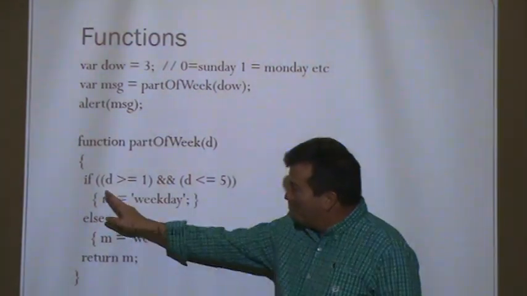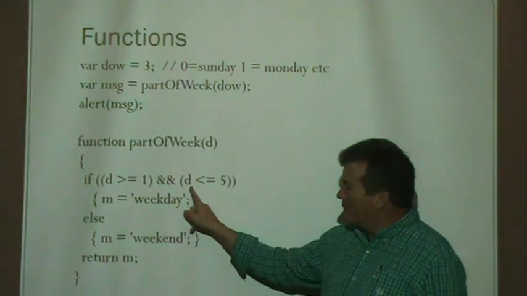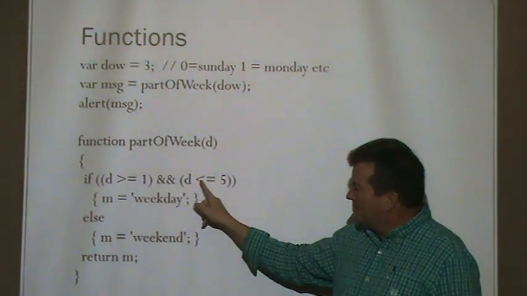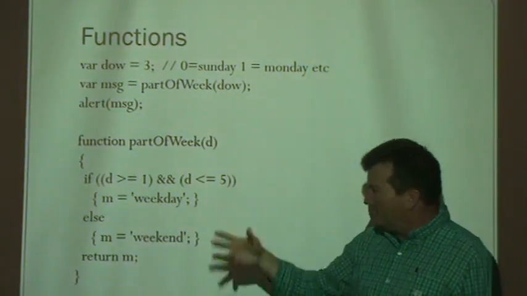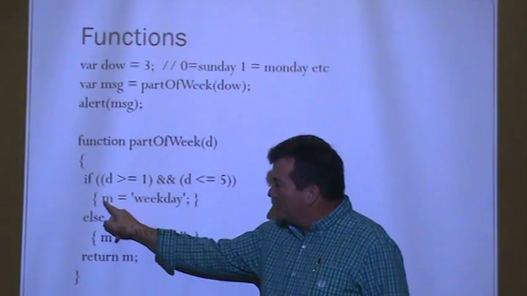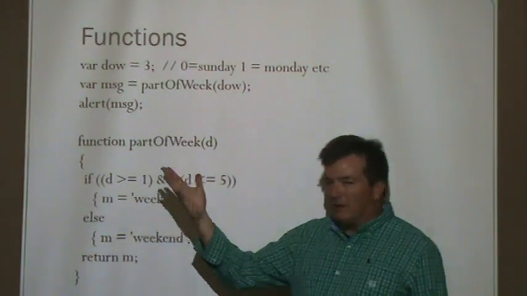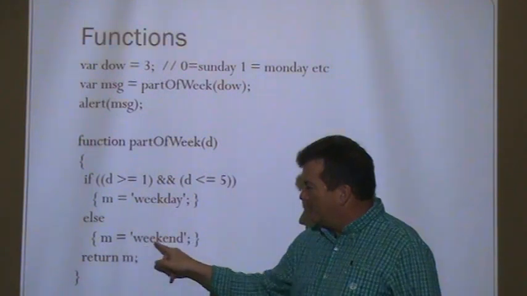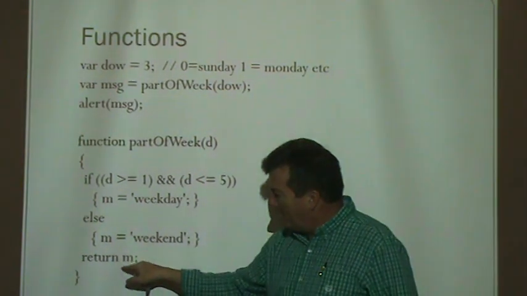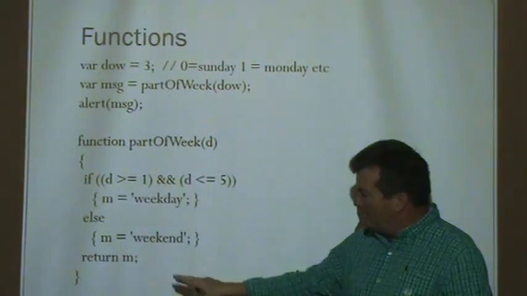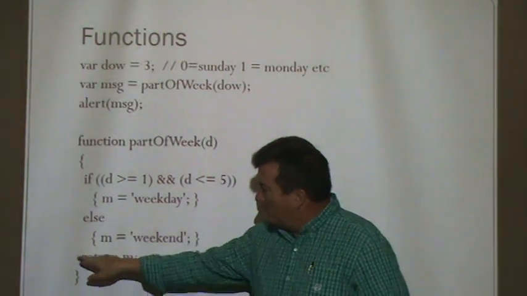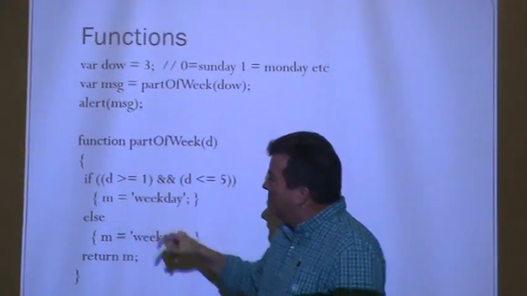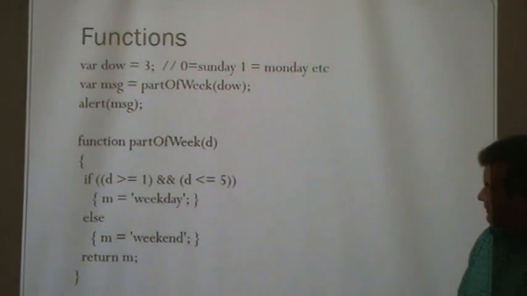And so now we have our if statement, just like the one from before, but we're using the variable D. If it's greater than or equal to 1 and less than or equal to 5, that means it's a weekday, then a variable called M, which is going to be our message, M is weekday. Else, M is weekend, and then we return M. So M is just a message, a temporary variable to put the message in, and we return it back to this thing, which gives it to the variable MSG. And then we print out the message from MSG.